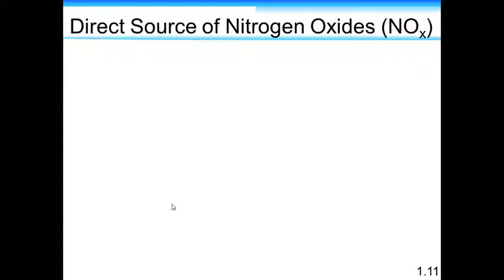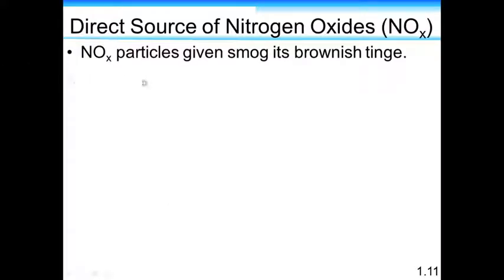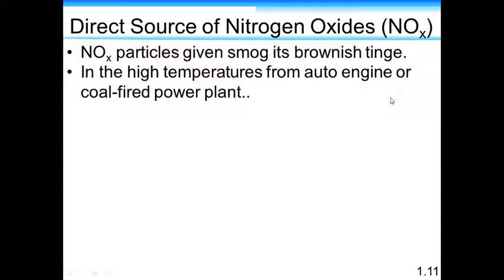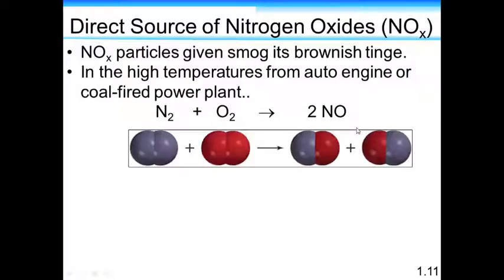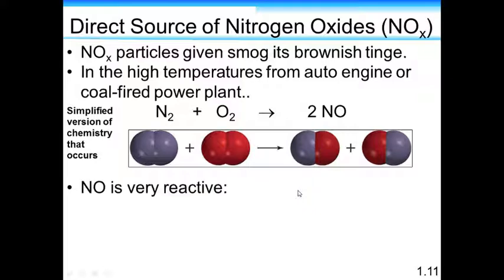NOx is another general term for pollution molecules that contain nitrogen and oxygen. They are what give smog its brownish tinge. This type of combustion reaction occurs. We've seen this previously: nitrogen gas plus oxygen gas can form nitrogen monoxide. Here we have the space-filling model. This is a simplified version of the chemistry that occurs. There are actually a few more steps in the process, but overall, this is what will occur.